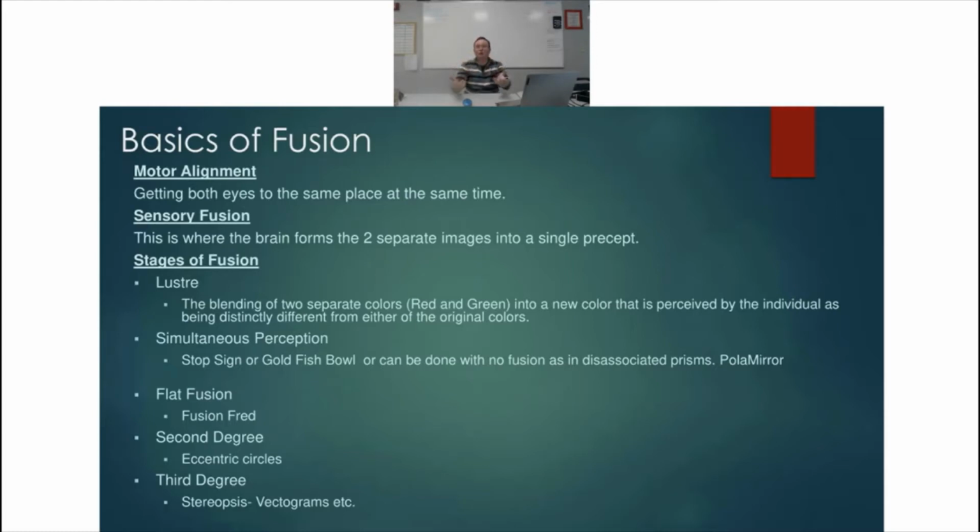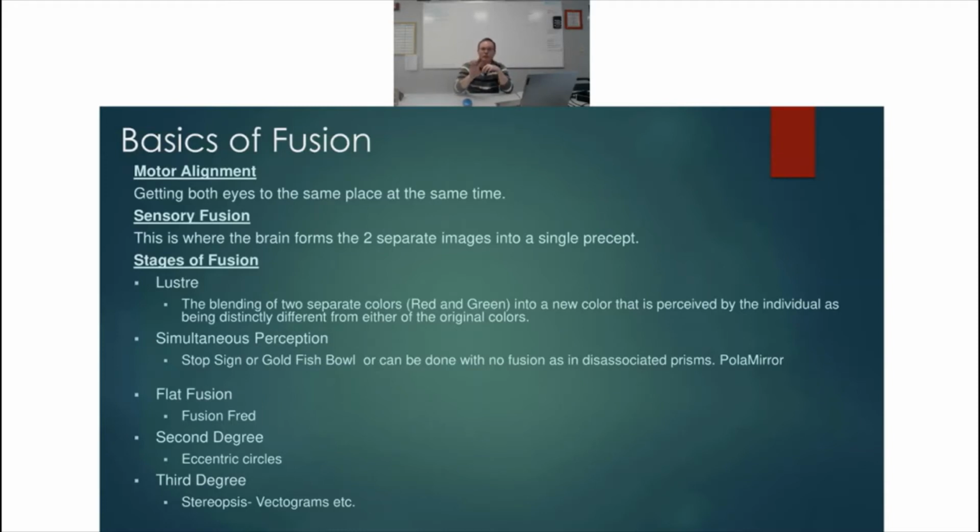We also use polar mirror, okay? Polar mirror is an activity that you can use with Polaroid glasses standing in front of the mirror. It gives you one eye and the other eye, and you have simultaneous perception of both. Moves on to flat fusion. Fusion Fred's probably the most familiar. There you have his face, and then part of his face over here, part of his face, and then you create it into one face.